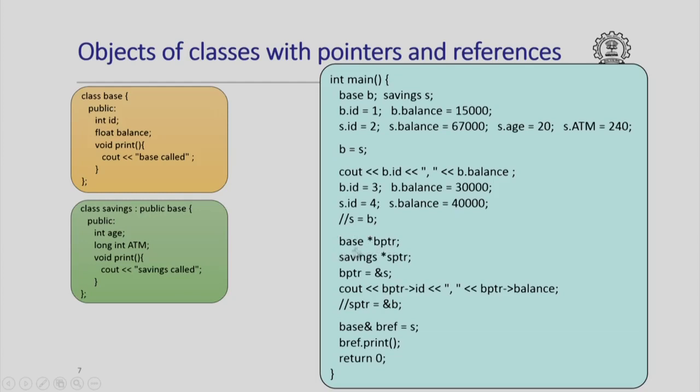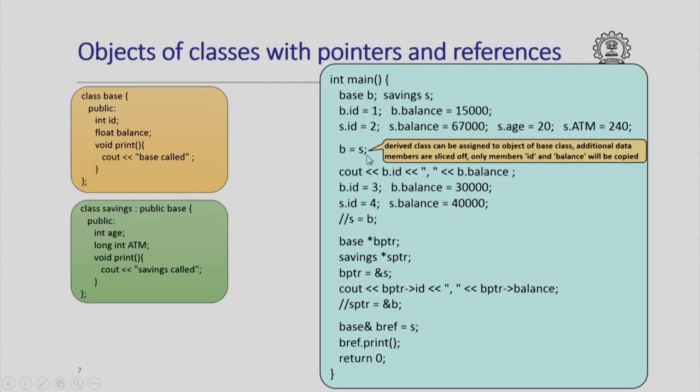So here is a pointer to an object of the base class, here is a pointer to an object of the savings class, and I am saying that I am going to assign the address of the object of the savings class to B pointer, whose type is a pointer to an object of the base class. Once again, think about it logically. An object of the derived class can be thought of as an object of the base class. So a pointer to an object of the derived class can be thought of as a pointer to an object of the base class. So this assignment should be fine.